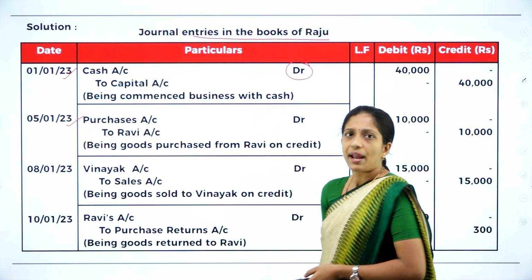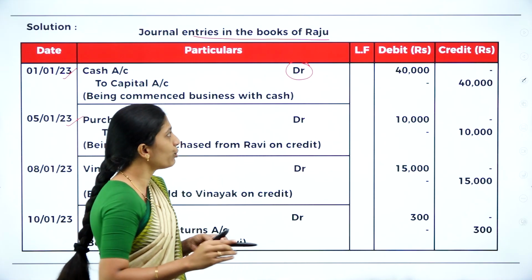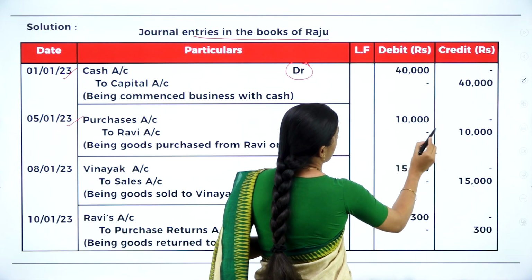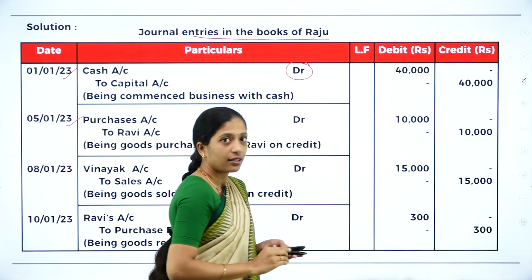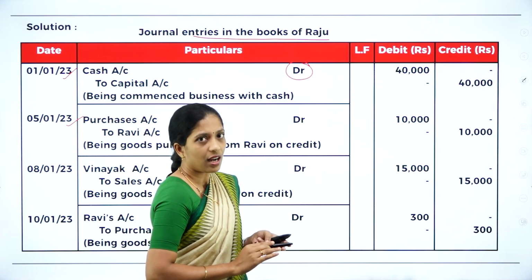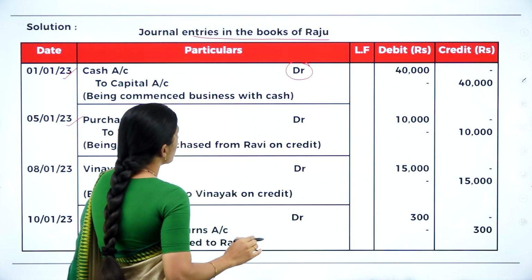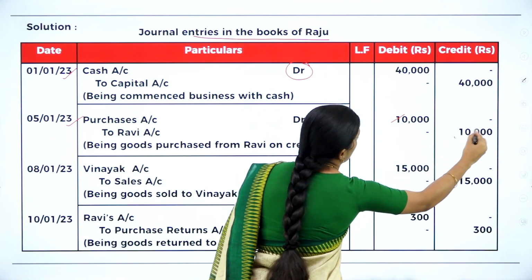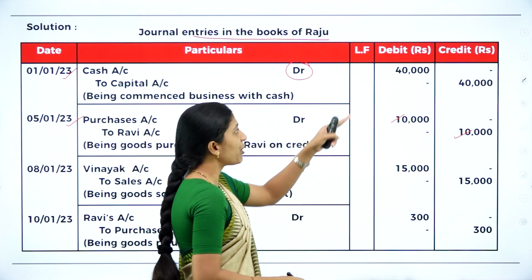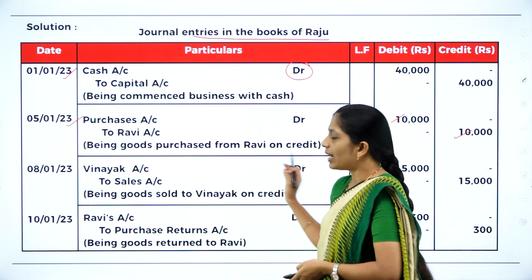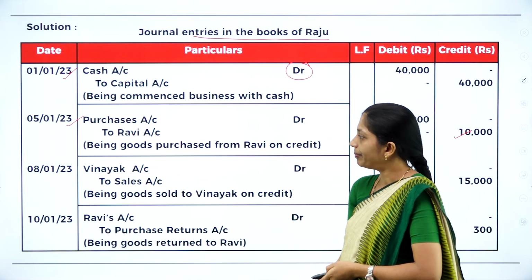Now while writing the amount also, there are certain rules. You will write the amount on the debit side. This is a dash, and here it is a dash on the credit side. Then that is on the debit side. Then on the credit side you will write the amount, which means that your purchases account is debited with 10,000 and Ravi's account is credited with 10,000. In the same way, for every entry you have to follow the same. Next, draw a line in the particulars column.